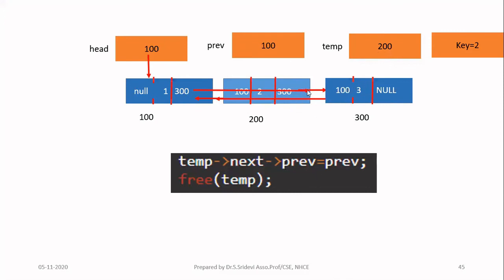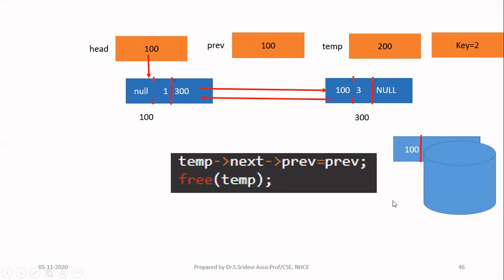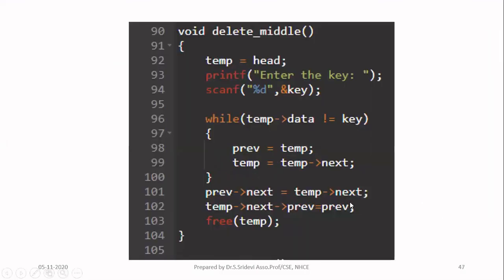And finally, now you see I updated only 2 pointers, but I am writing now free temp. Because of this, no need to update the remaining 2 pointers since the node is released to free storage. So with this, delete at middle is over. So we have changed only 2 pointers. So all the steps are written as a function.